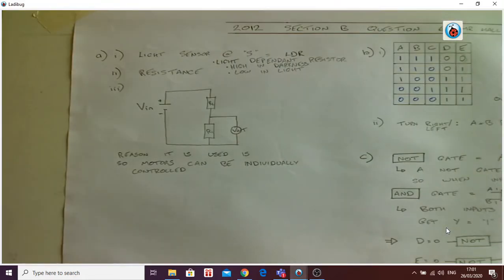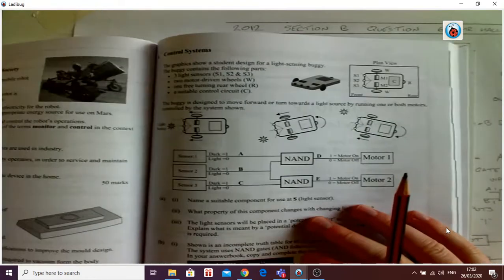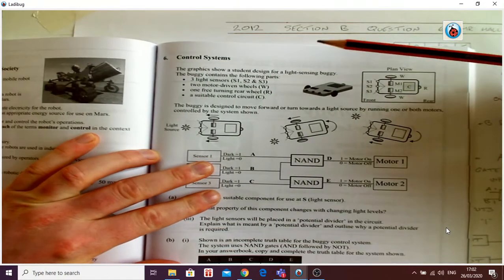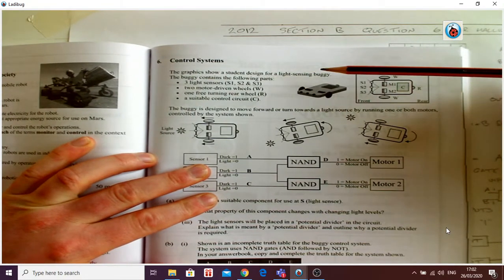Alright, I'm looking at section B there, 2012. It's the question I gave you out there, question 6 in the technology exam papers, right? So I'm going to throw that exam paper down here and look at the question. Okay, so the graphic shows a student designed light sensing buggy.